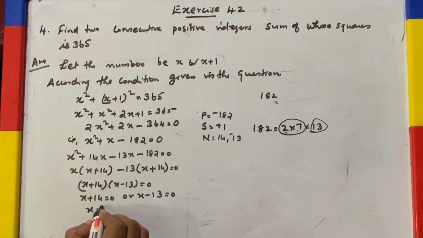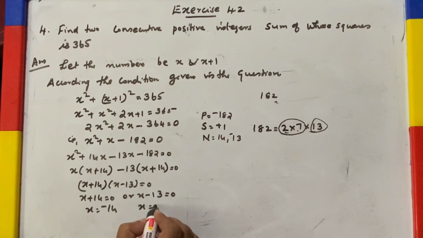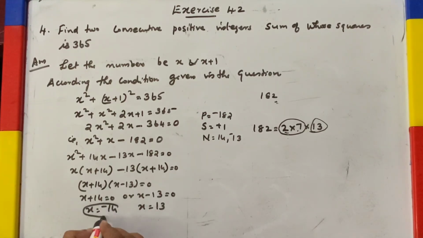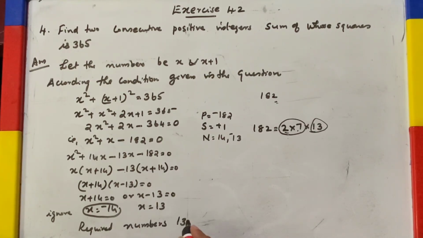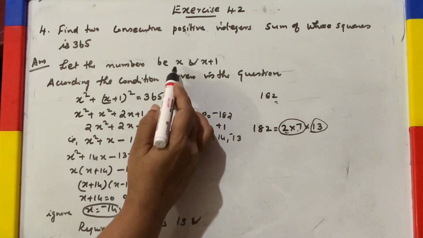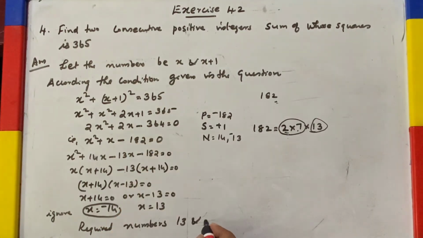Here you will get x is equal to negative 14. Here you will get x is equal to 13. You can ignore this because the question is to find two consecutive positive integers. So you can ignore this value because we want positive integers. So what will be the value? That means the required numbers are 13 and x plus 1, that is 13 and 14.